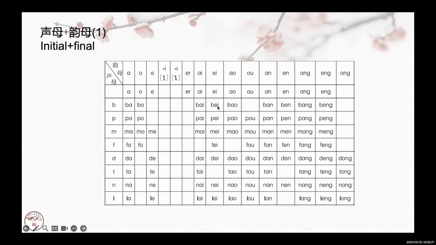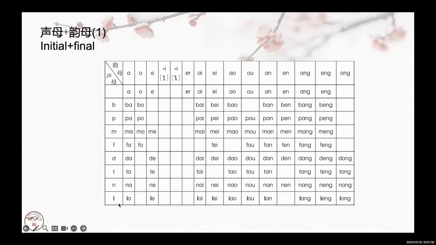B, a, o, bao. B, o, u, no. For English, we can think of boat, right? Boat, the bow. But in Chinese, we don't have such pronunciation. B, a, n, ban. B, e, n, ben. B, a, ng, bang. Pay attention to the slight difference. The sound comes from the back of your tongue, coming out through the nose.